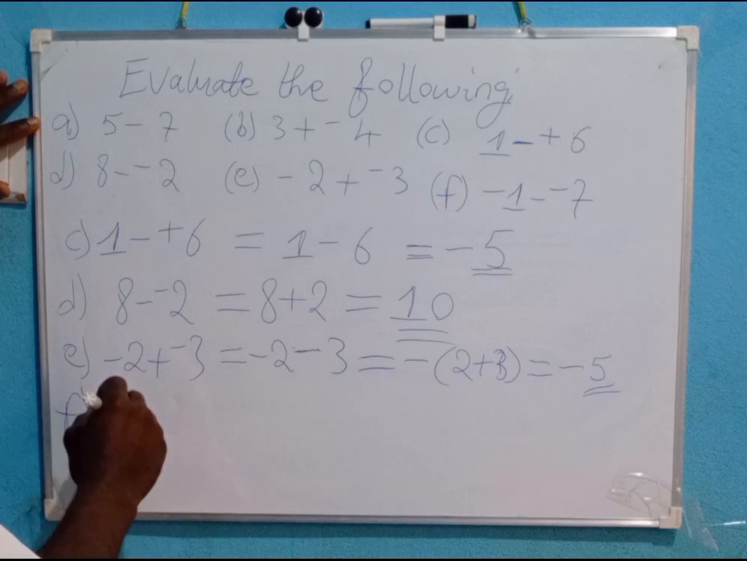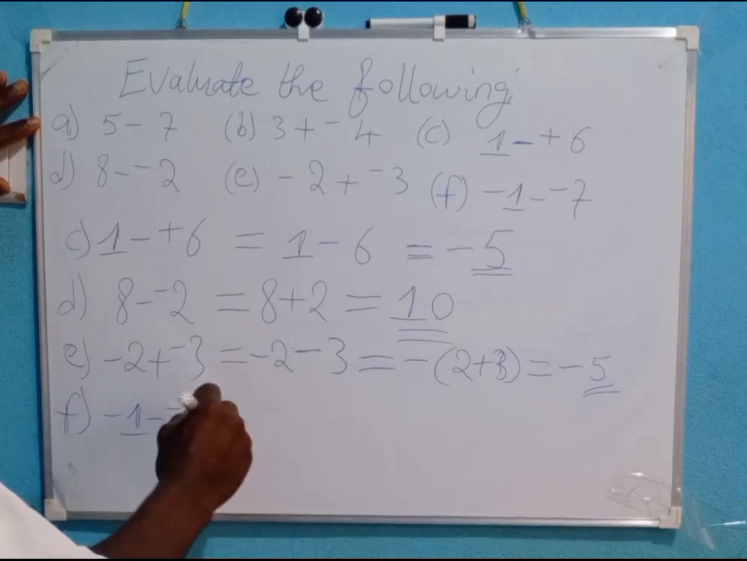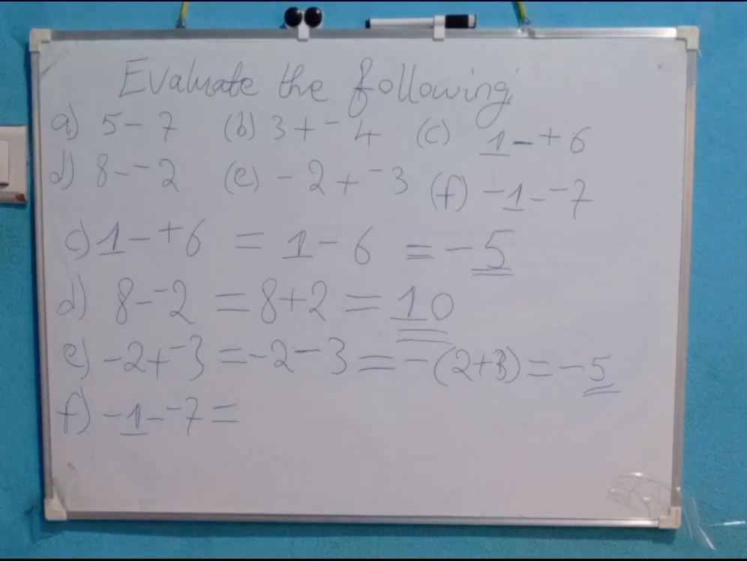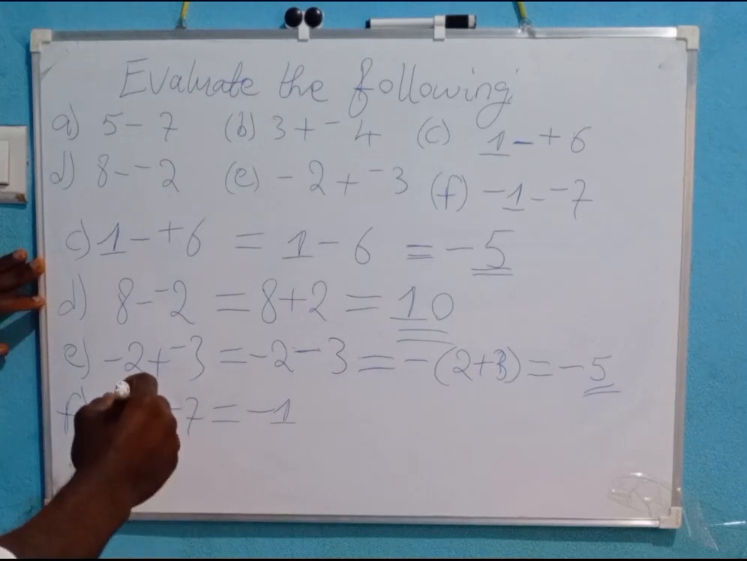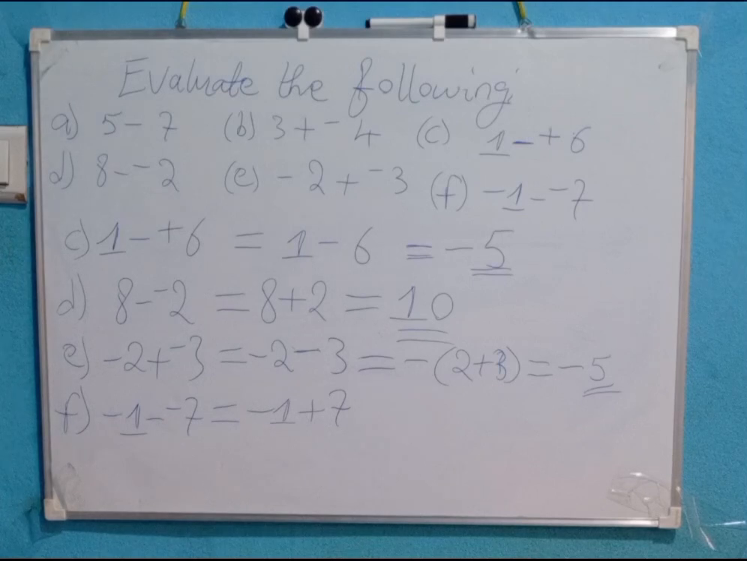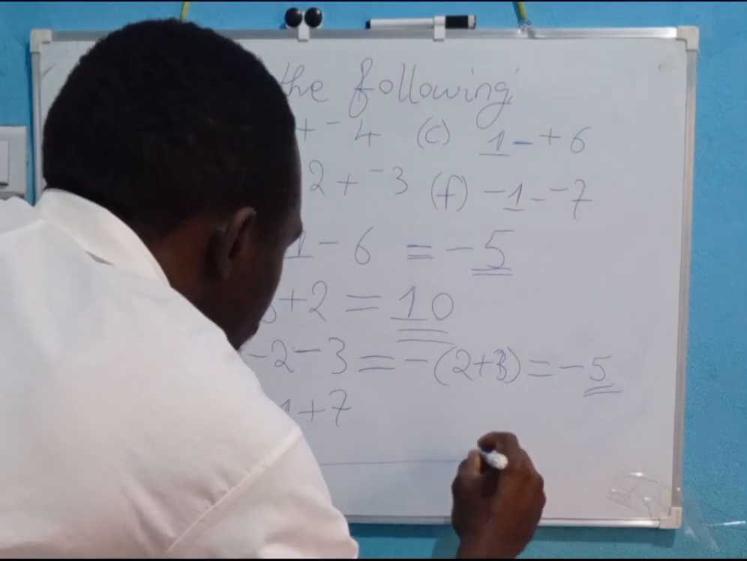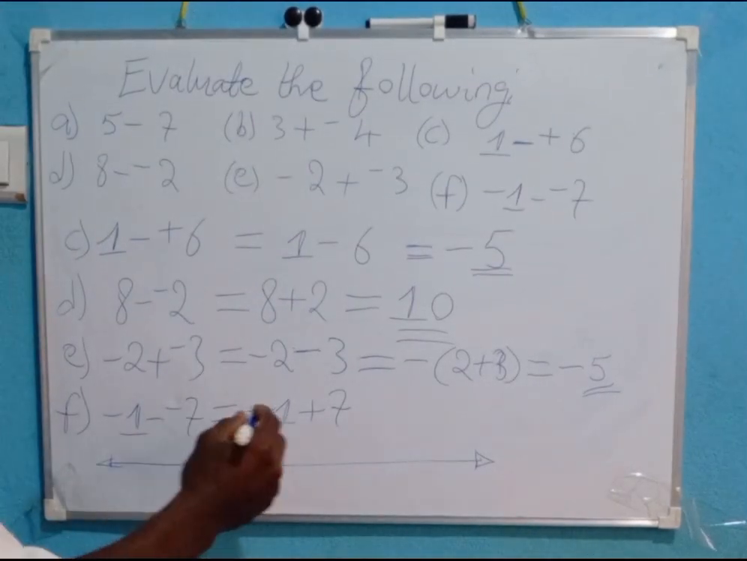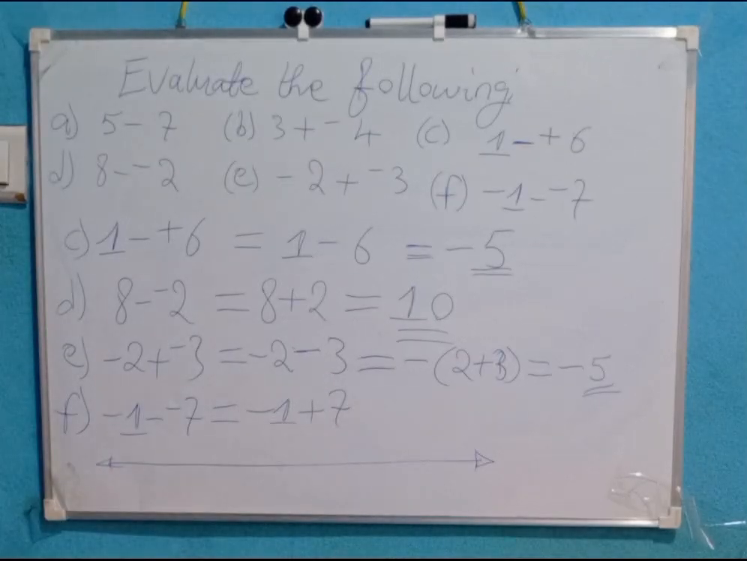For question F, we have negative 1 minus negative 7. This will simply be equal to negative 1. Two negative signs give us positive. Negative 1 plus 7. For this question, let's make use of the number line. We draw a number line. The first number is negative 1. The operation sign is plus. The second number is 7.